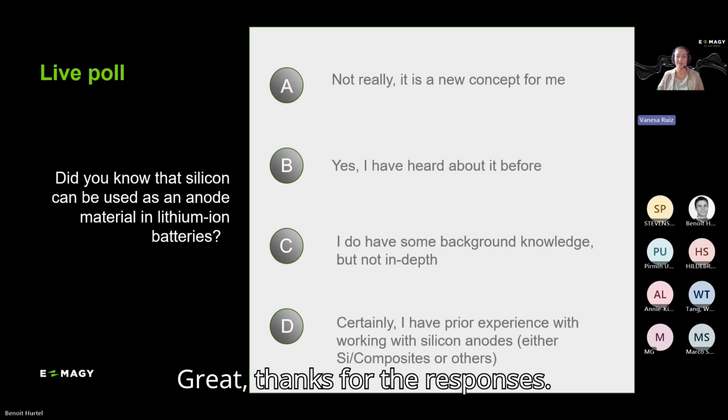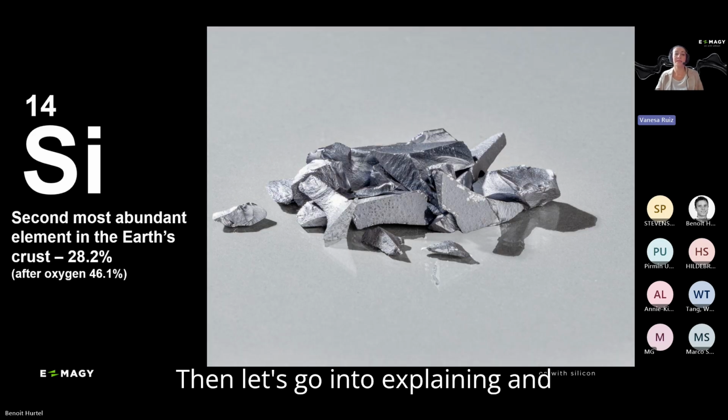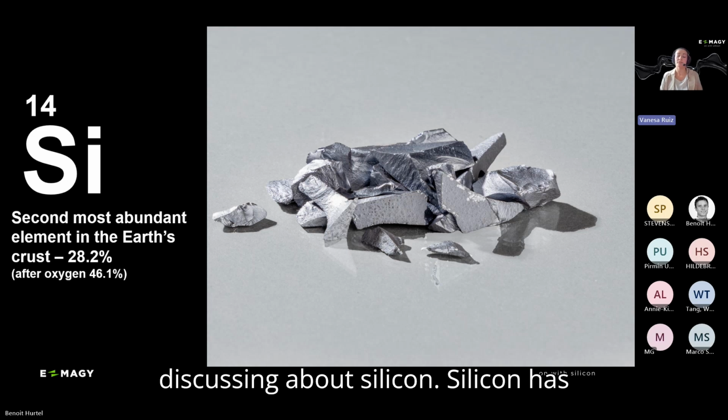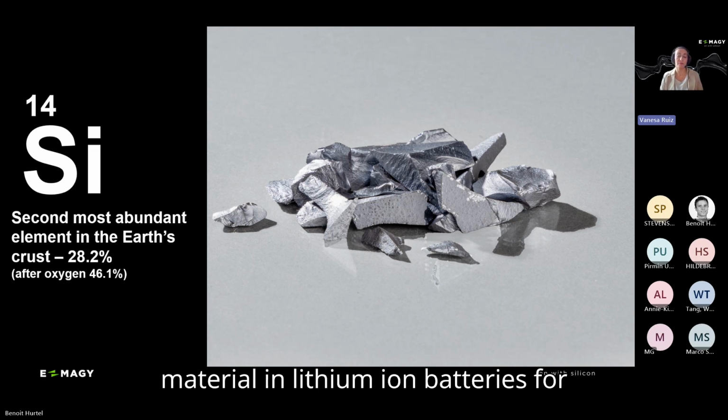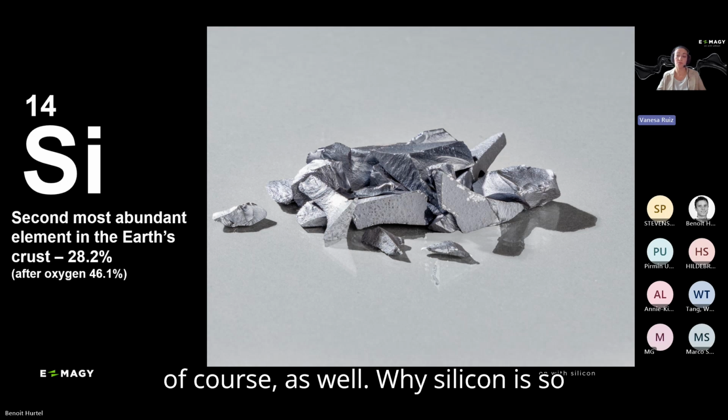Great, thanks for the responses. Then let's go into explaining and discussing silicon. Silicon has certainly emerged as a very promising anode material in lithium-ion batteries for several decades, and it has been investigated widely and patented, of course, as well.